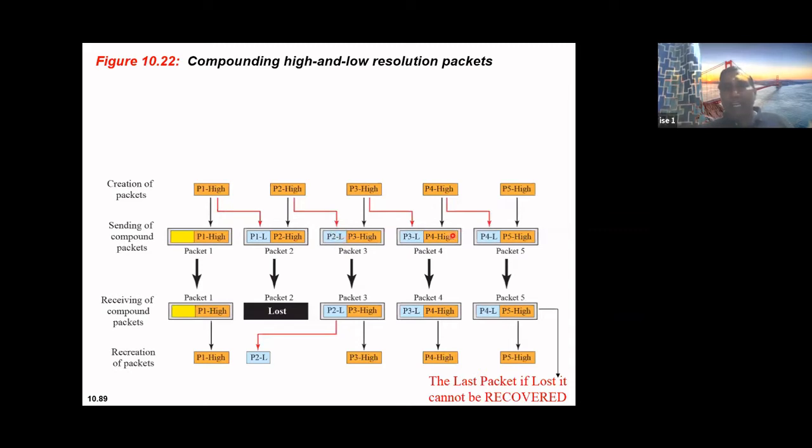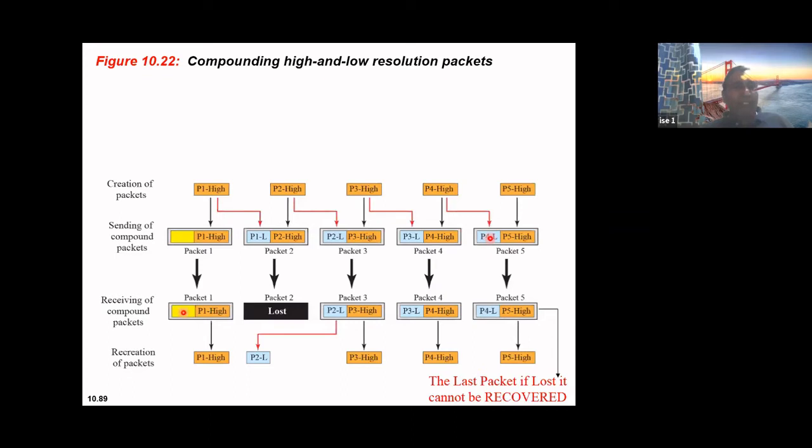Then similarly, packet 4 will have two parts: high resolution packet 4 here and packet 3 here. Then packet 5 will have packet 5 high resolution here and packet 4 low resolution here. We call these packet 1 high, packet 2 high, packet 3 high. So 5 packets I have sent, each packet containing a low resolution copy of the previous packet.